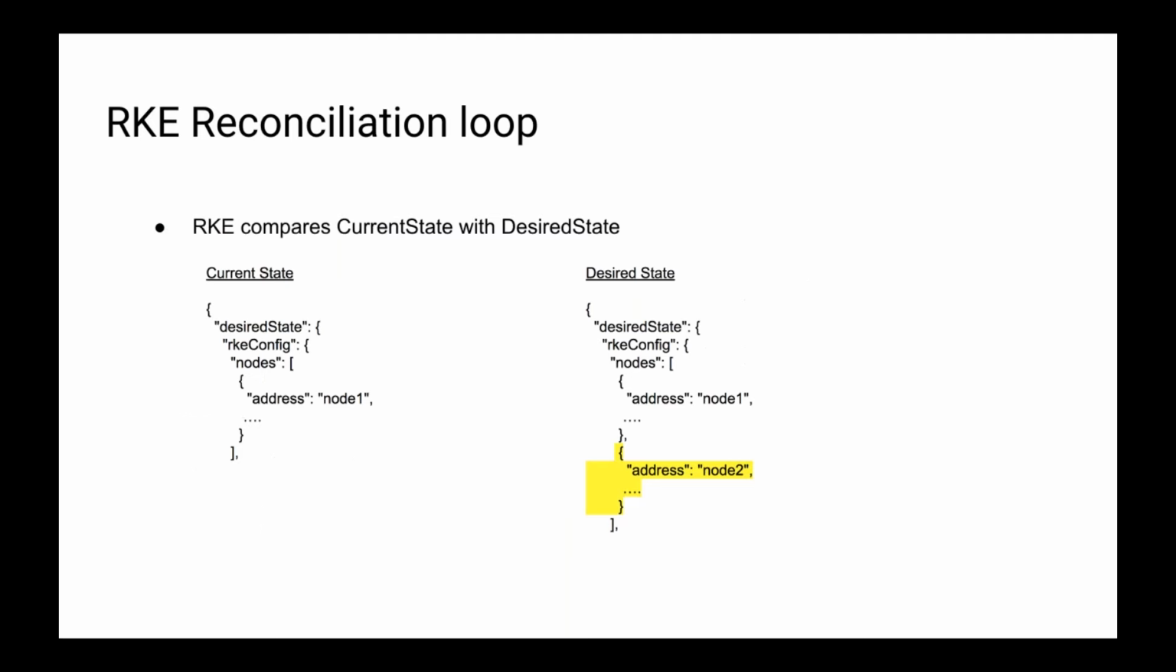So as you can see here, if the RKE state file's current state has only one node, when you add another node, you will see that the desired state has a new node being added to the desired state.